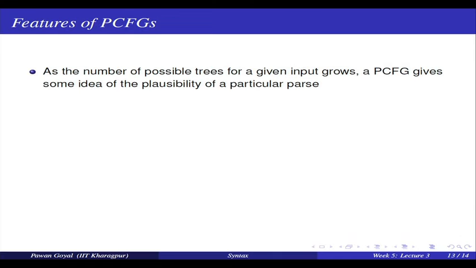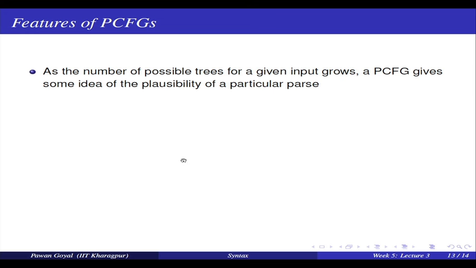Let's look at some of the features of probabilistic context-free grammars. Why did we start with this formalism? We said that using the context-free grammar, given a sentence, we can find all the possible parse trees, but we are not able to assign any probabilities to them. By using PCFG, if the number of parse trees for a given string increases, I can also assign probabilities to each individual parse tree. That gives me some plausibility of which parse tree is more probable than the other for the given string.